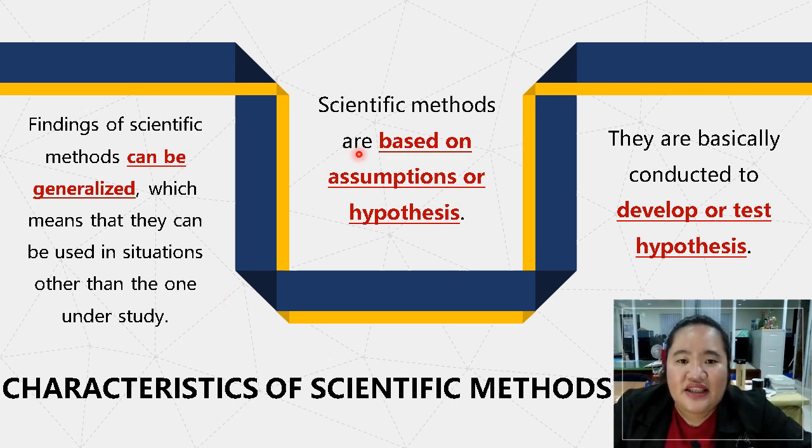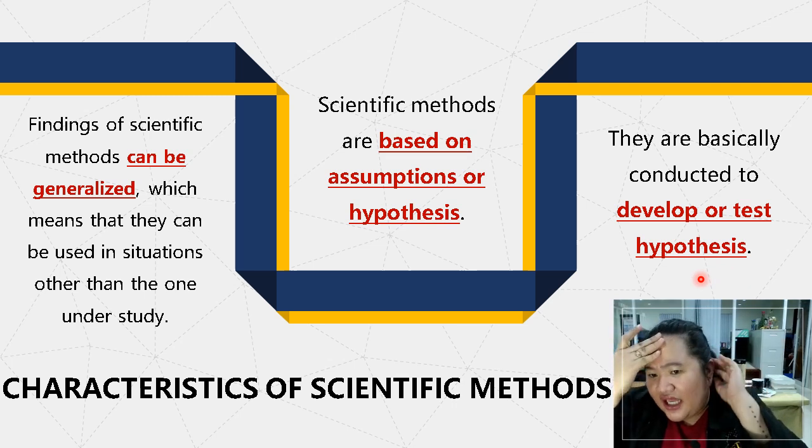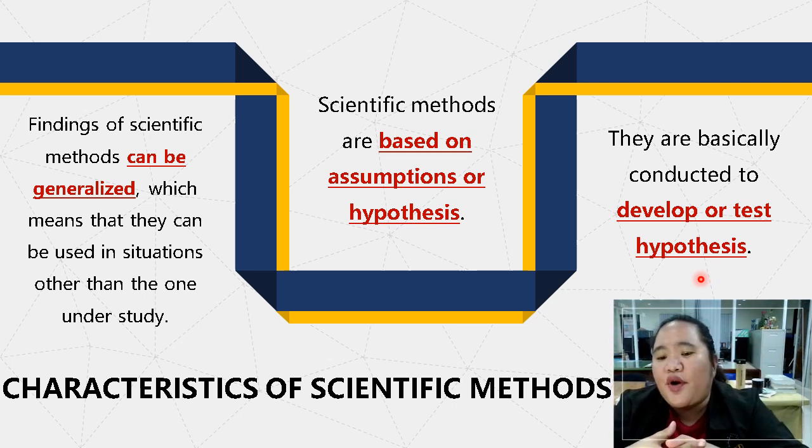So another one is scientific methods are based on assumptions or hypotheses. Okay, so you build your scientific method based on what you guess, your educated guess. So hypothesis, and then the sixth one is that scientific methods are basically conducted to develop or test the hypothesis.